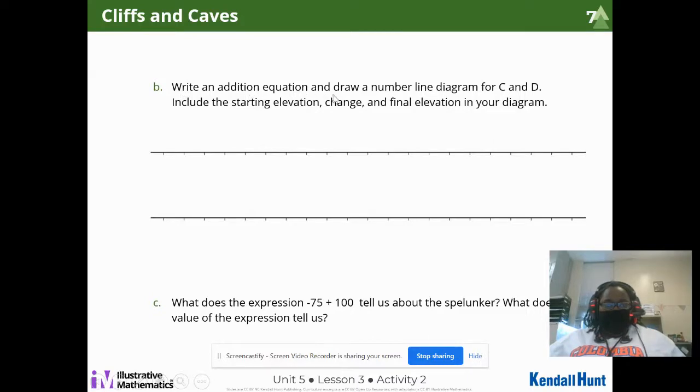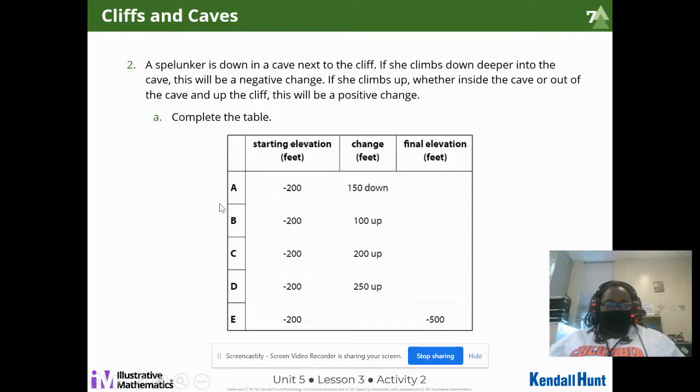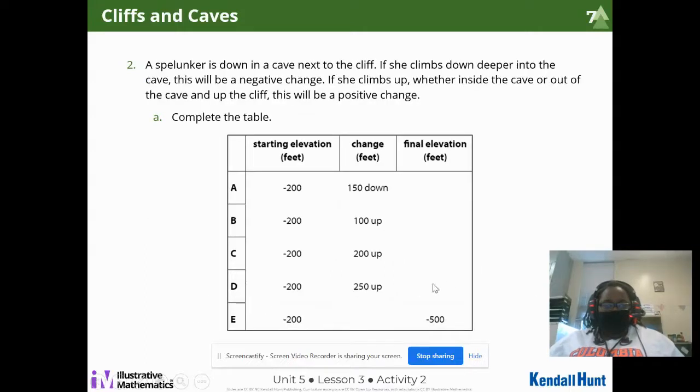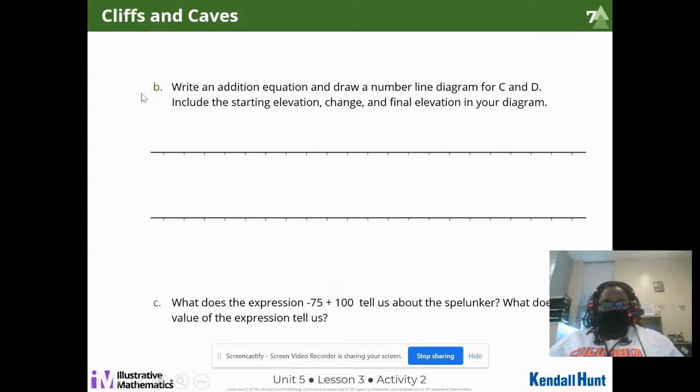B says write an addition equation and draw a number line for C and D. So if you go back, this is line C. You're going to use this situation and draw a set of number lines, and then they also ask you to do D, and this is line D. And you're going to fill in the number line there. Again, for the number line, I would go by 50s to make it a little bit easier to plot.